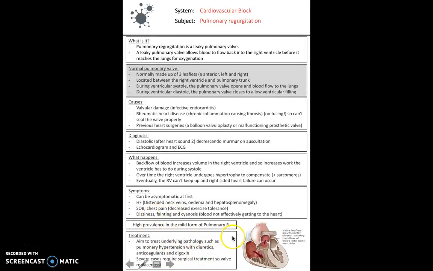In terms of treatment, we'll aim to treat the underlying pathology, so we'll use diuretics, for example, to treat pulmonary hypertension. We'll also use anticoagulants to thin the blood and digoxin as well. In more advanced cases as well, we'll use surgical treatment, so valve replacements, in order to replace the pulmonary valve as a means of treatment.